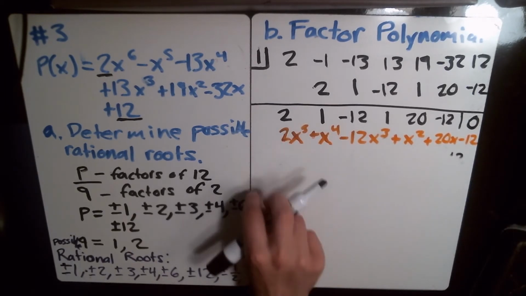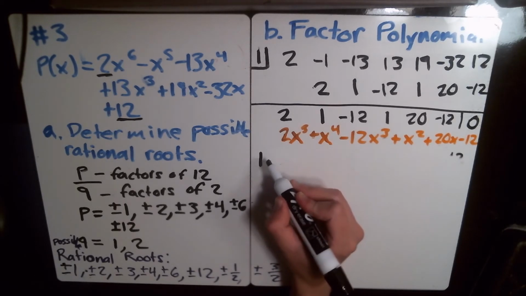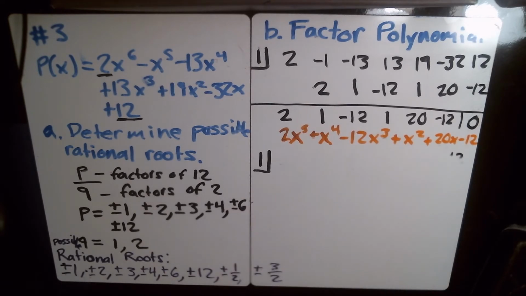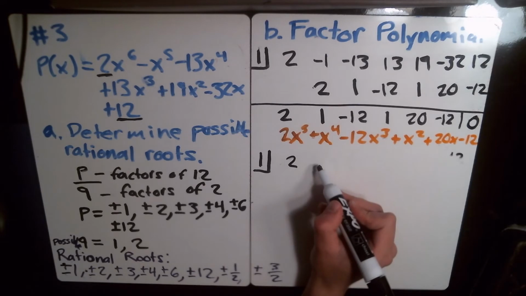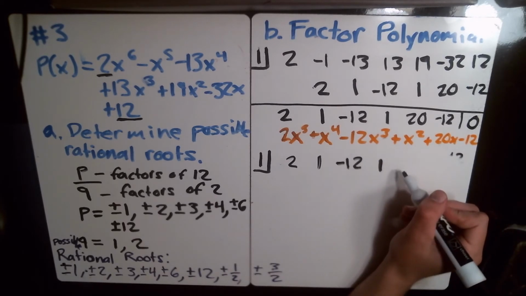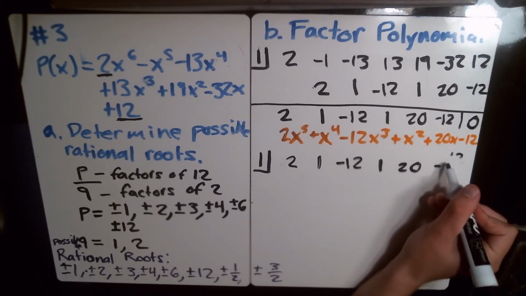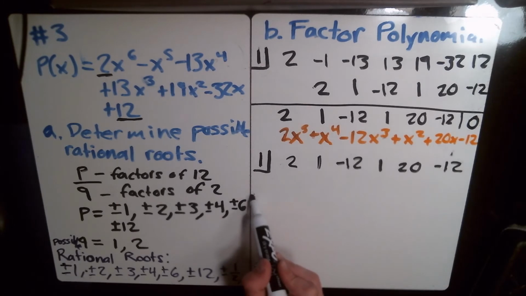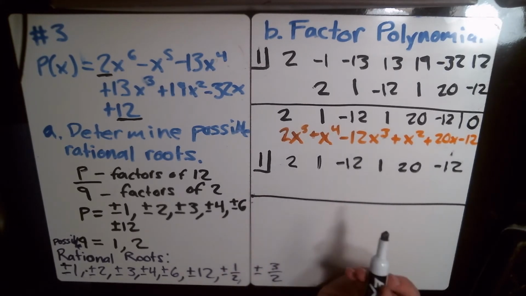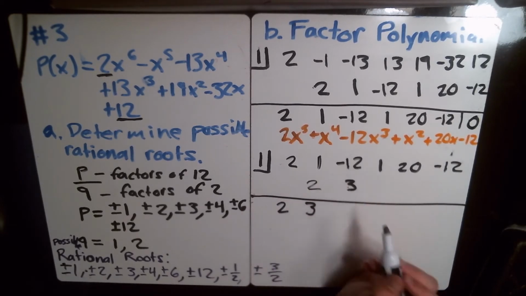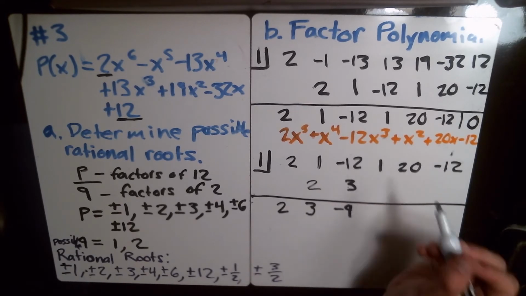So again, I'm going to use the same factor here. In other words, there were repeated roots here. There were 2 factors of x minus 1 in there at least. Okay, so we're going to do 2, 1, negative 12, 1, 20, negative 12. Okay, so we're factoring it out of this polynomial now. So we bring down our 2 times by 1, 2, so 3, times by 1 is 3. Add is -9 times 1 is -9.